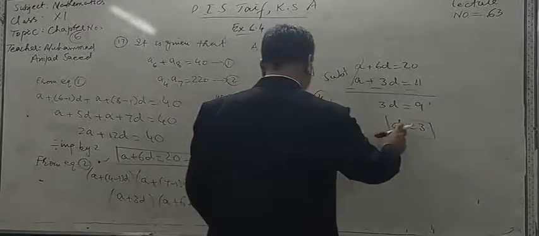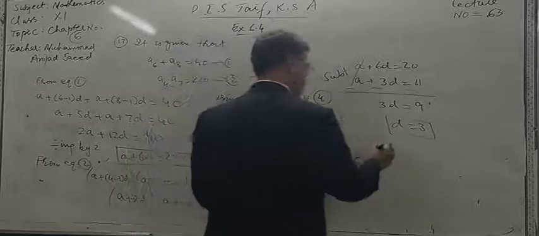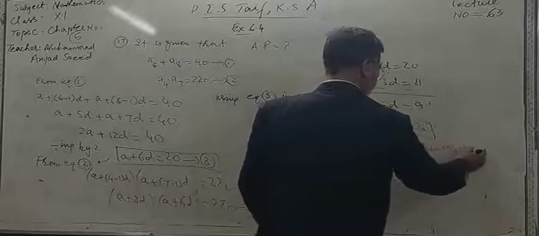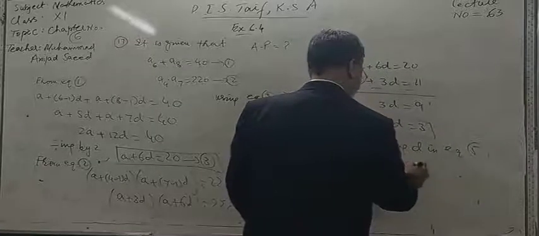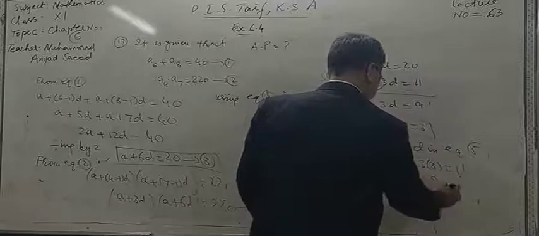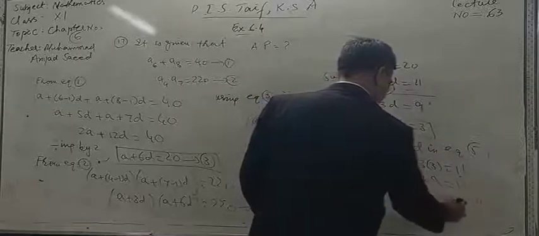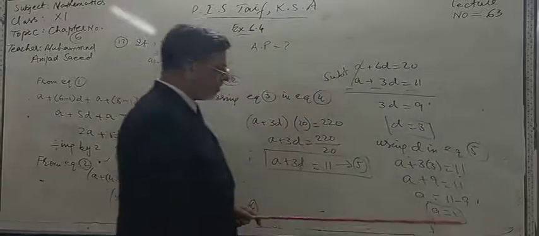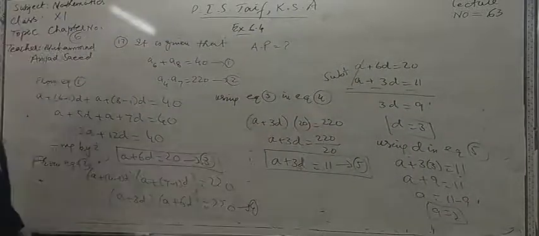Use this value of d in equation number 5 to find a. Using d in equation number 5, we have a plus 3 into 3 is equal to 11, a plus 9 is equal to 11, and a is equal to 11 minus 9, is 2. Dear students, a is equal to 2, d is equal to 3.